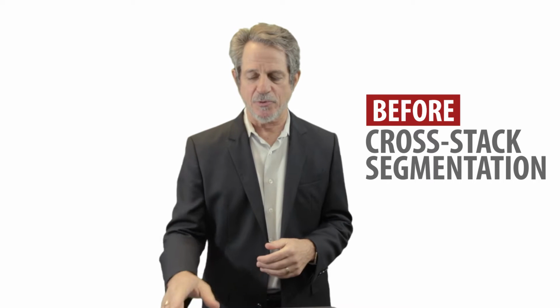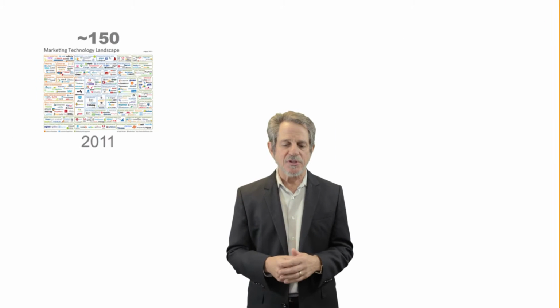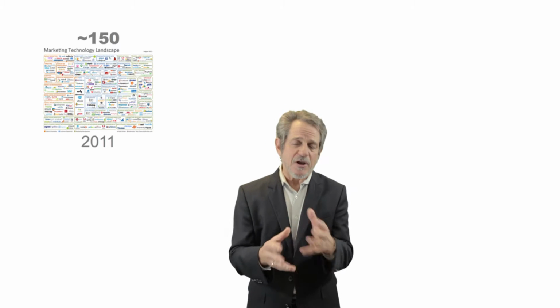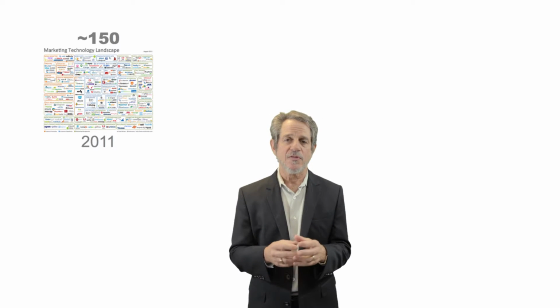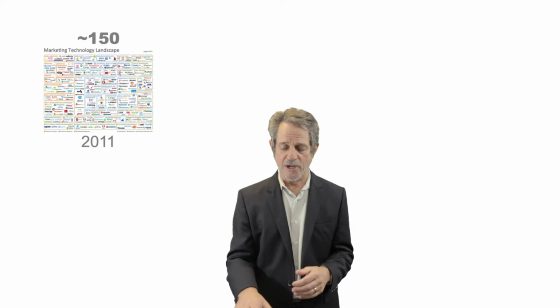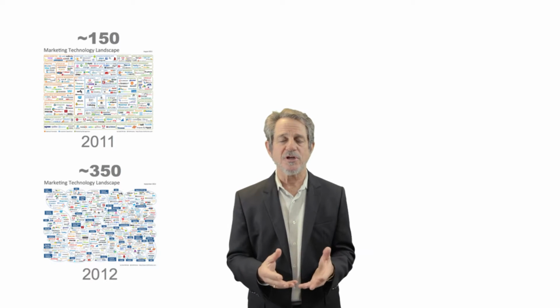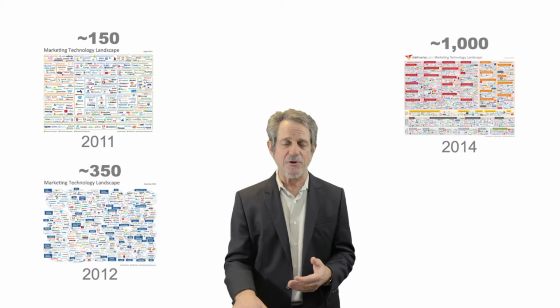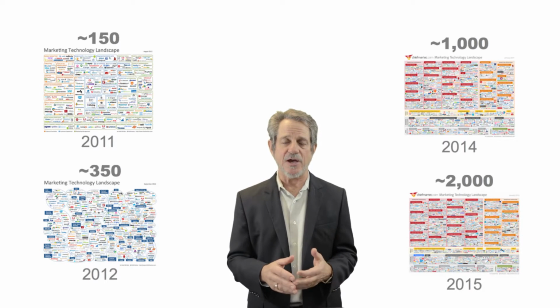What about the second problem we're talking about? Cross-stack segmentation. Let me give you a little history about the marketing stack. In 2011, there were about 150 tools in the marketing world. You had about 150 different systems as a marketer that were available to you to help you do your job. A year later, that had more than doubled to 350. In 2013, it had tripled to 1,000, and a year later, it doubled again to 2,000.